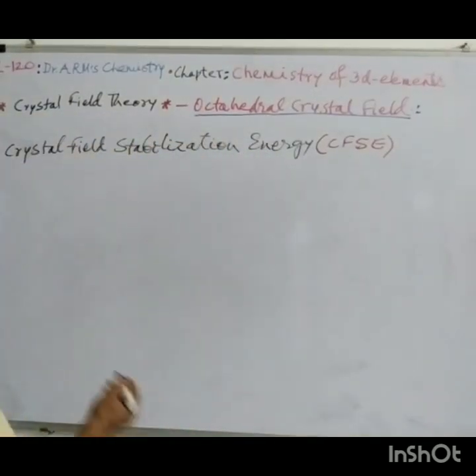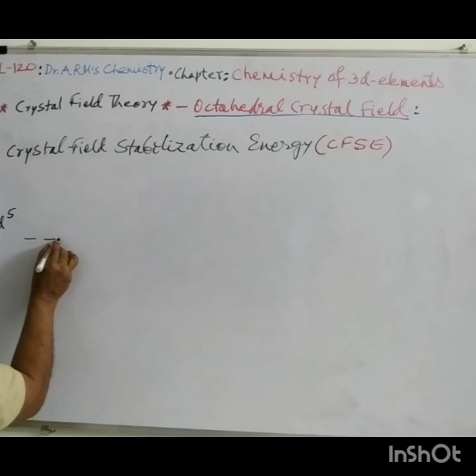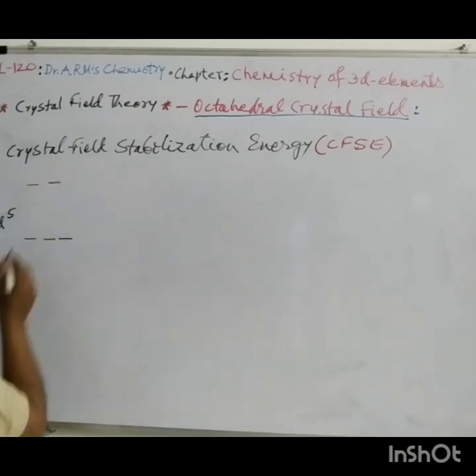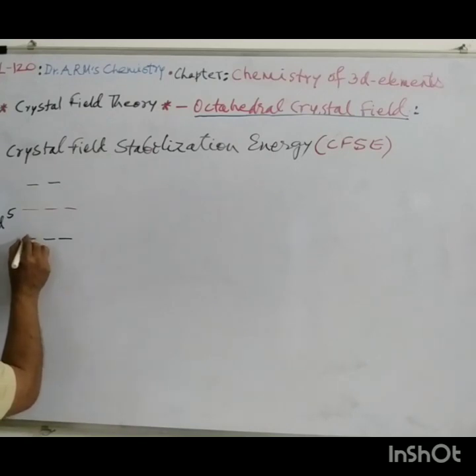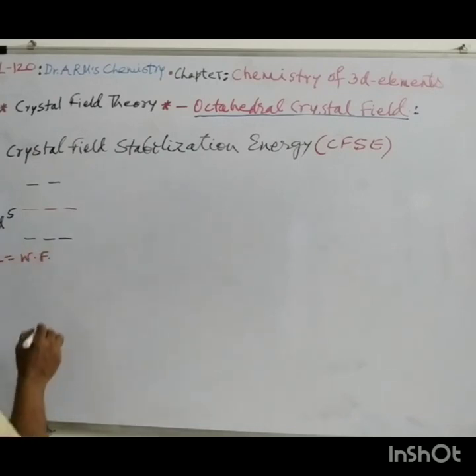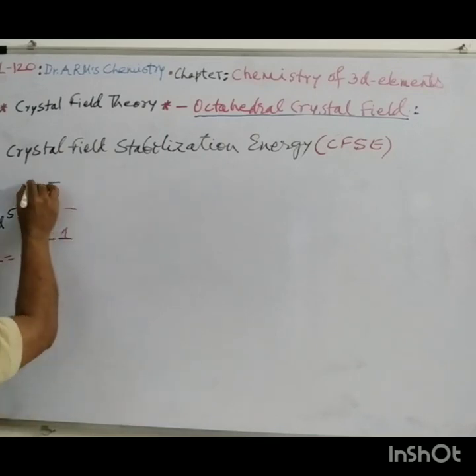Now if you see the next configuration, that is the d5 configuration, we can have these t2g orbitals and eg orbitals. So this is very simple. And if we distribute these electrons, we have to consider whether the ligands are weak field. Then the electron distribution is like this.